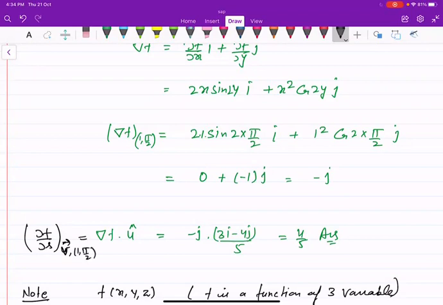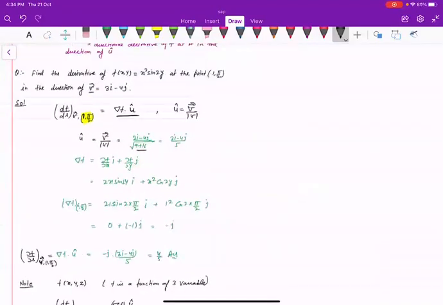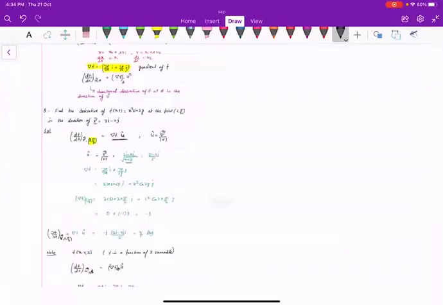Understand? Clear? Can you show this example again? I didn't see the question. Okay. Just a minute. Wait for 2 minutes. Actually, I have to.